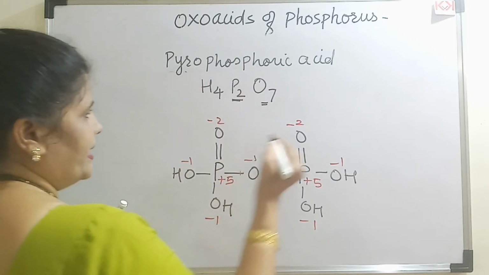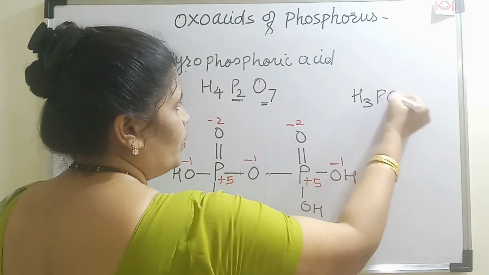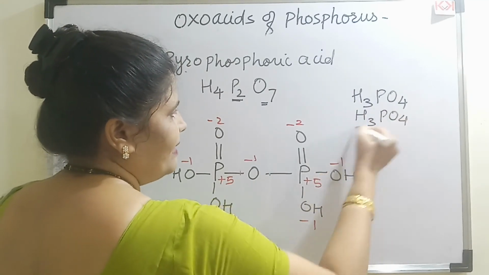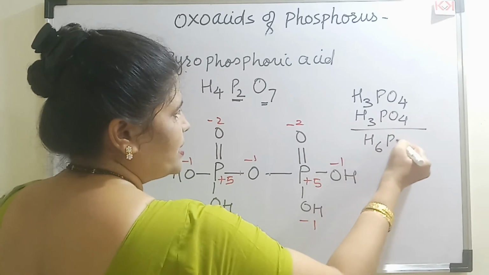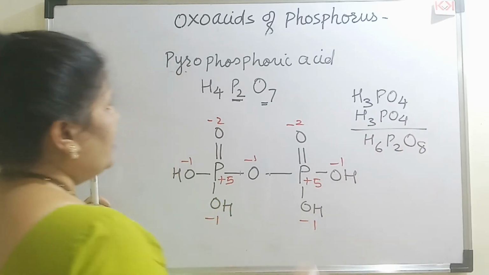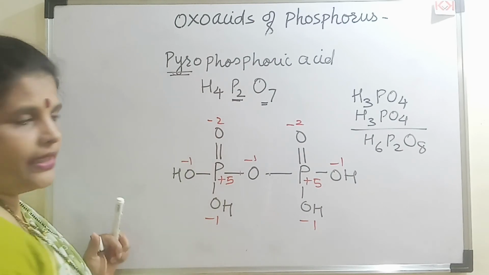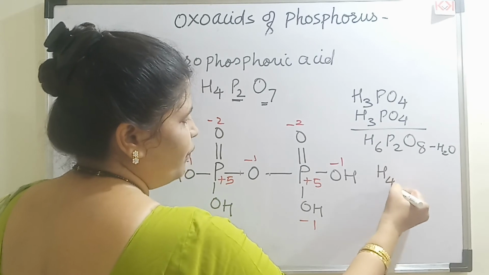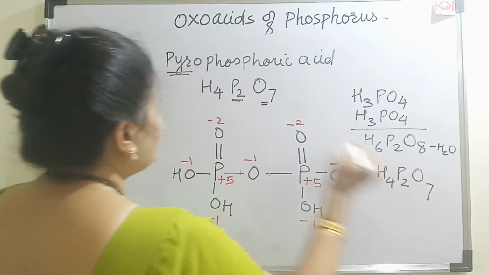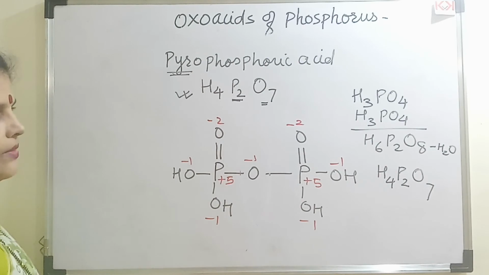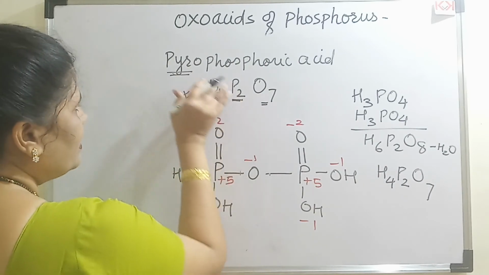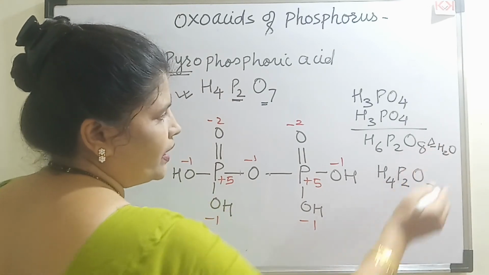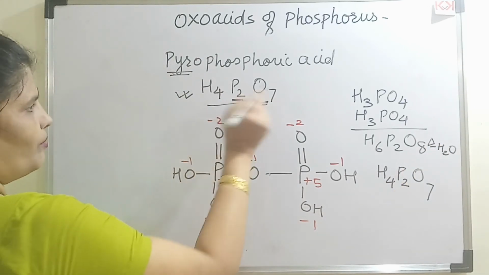What is phosphoric acid? H3PO4. Now what I will do is, I will take 2 molecules of this and add them. What I will get? H6P2O8. Now this is pyro, so I will remove water from it. When I remove H2O from this, what I am left with is H4P2O7. That is this acid. So it's a very easy way to remember the formula. If the word is pyro, pyro means heating, so after heating, what is released is water. So you get the formula automatically.